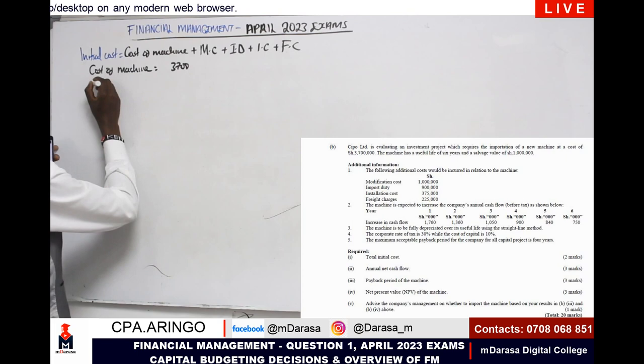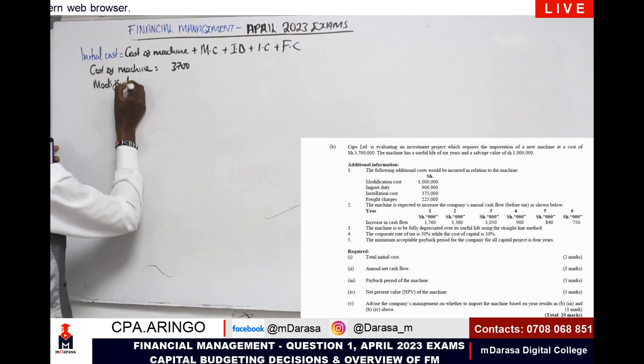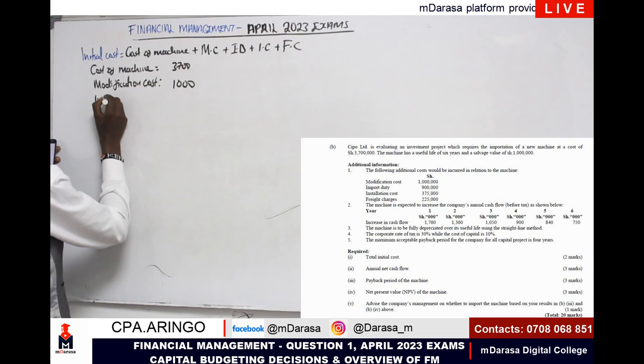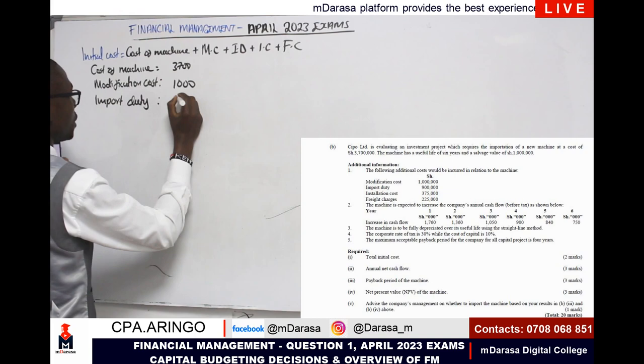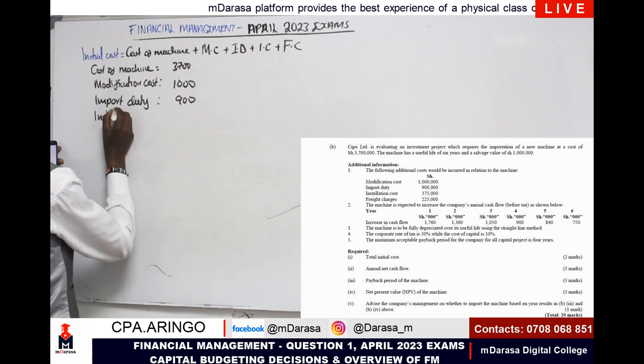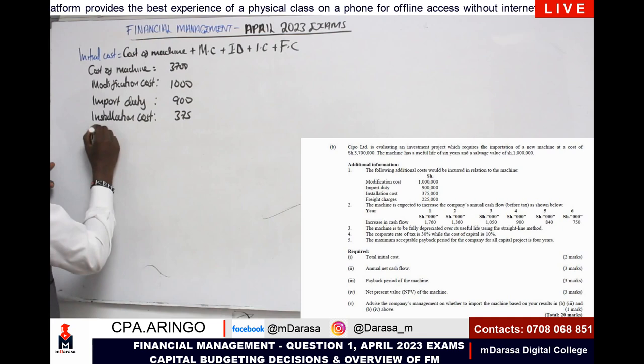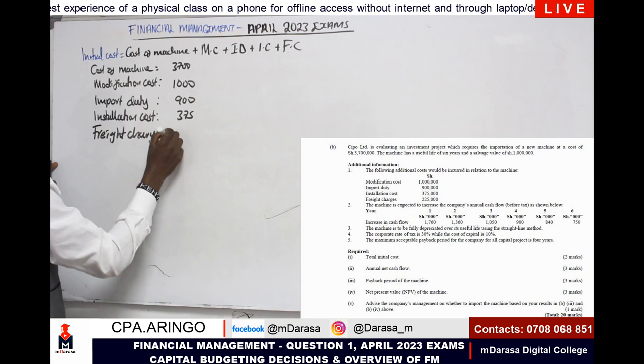Then I'm given basically modification cost. You can see I am given a figure of basically 1,000. My figures are in thousands. I'm having import duty here, I am given a figure of 900. We are having installation cost. Installation cost, my good students, I am given a figure of 375. And finally, I'm having the freight charges here. Freight charges, we can clearly see I was given a figure of how much?